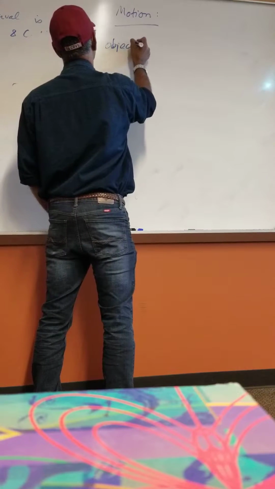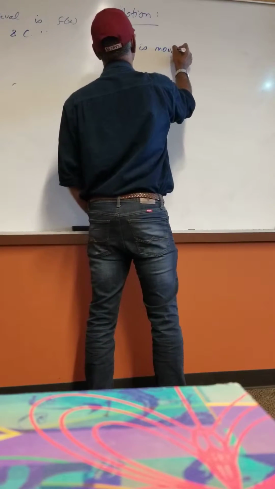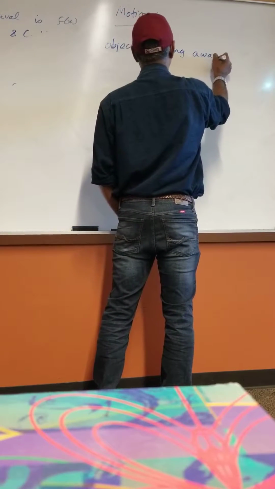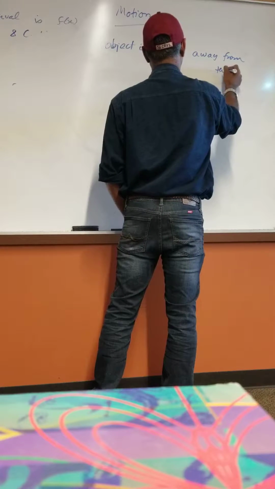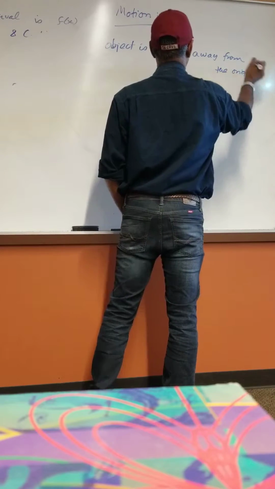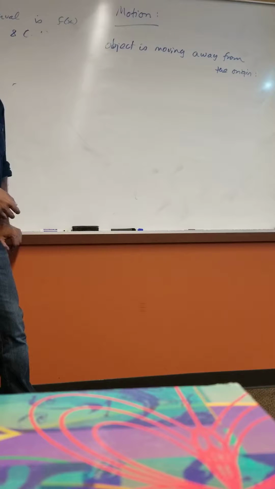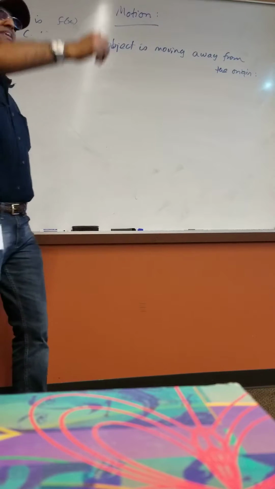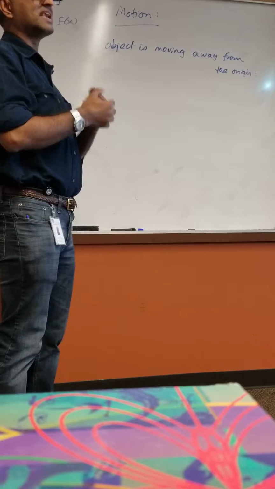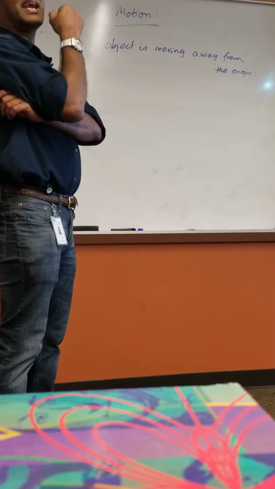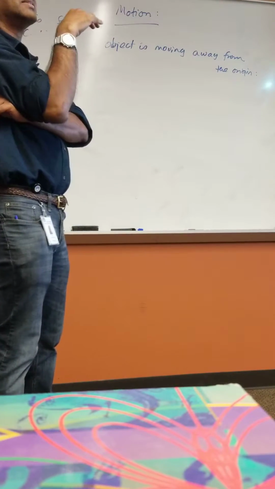An object is moving away from the origin. We just talked about four scenarios, without you realizing it. Raise your hand and give me one scenario where the object is moving away from the origin. Hint: in terms of position and velocity. Tell me one way the object can be moving away from the origin.